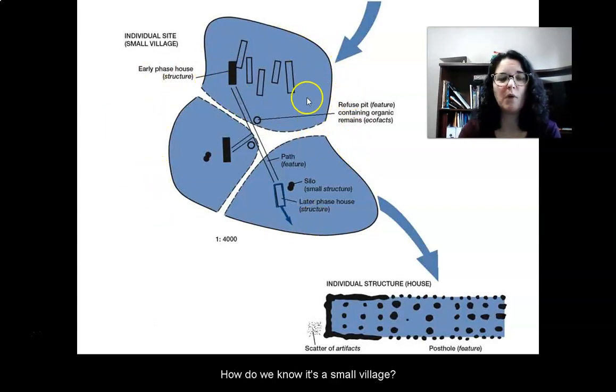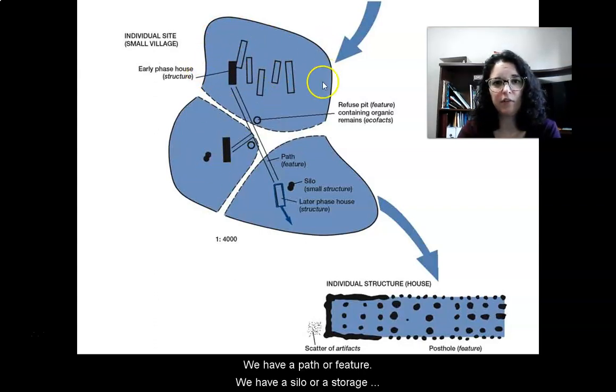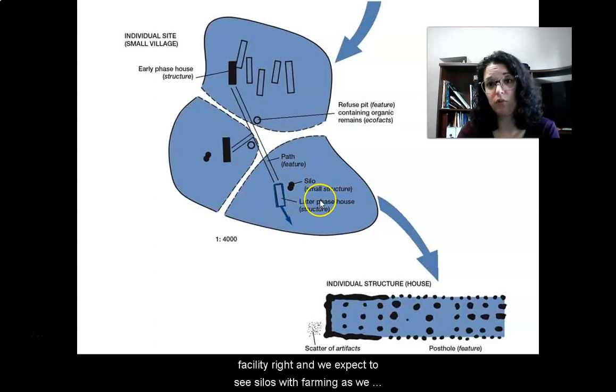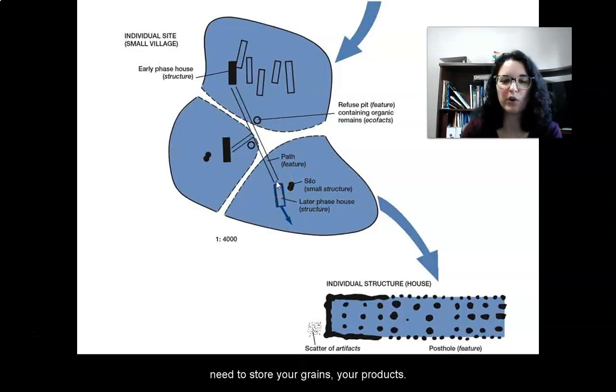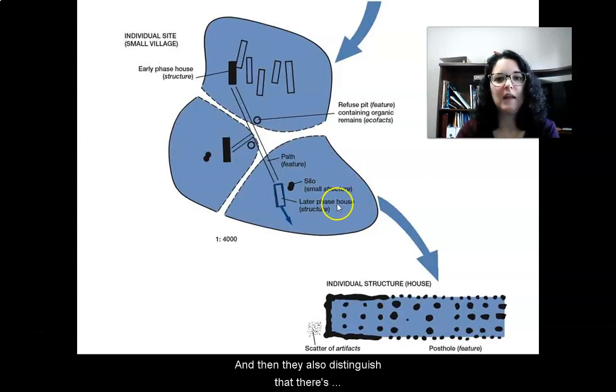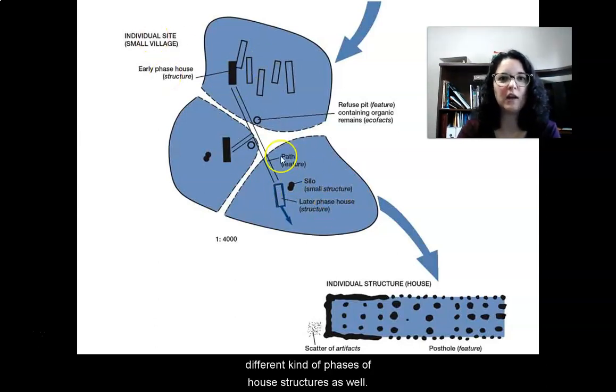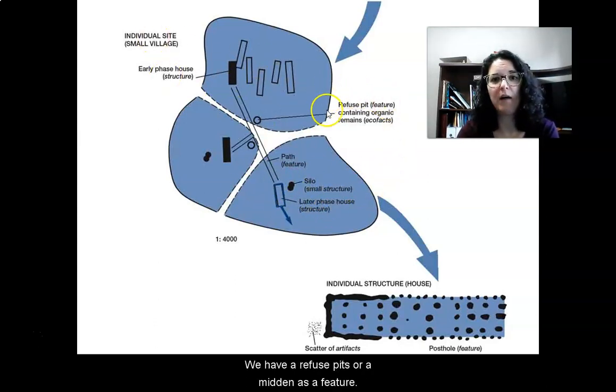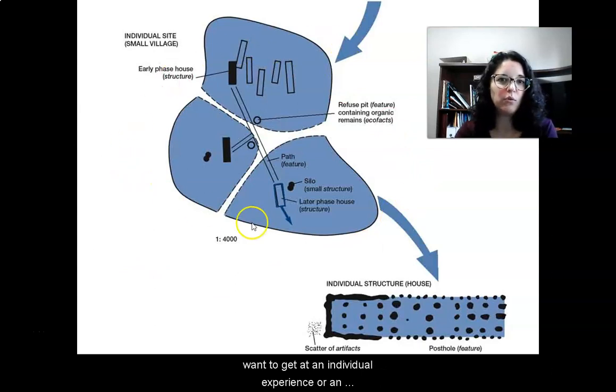How do we know it's a small village? Well, we have different houses, we have a path or a feature, we have a silo or a storage facility, right? And we expect to see silos with farming, so you need to store your grains and your products. And then they also distinguish that there are different phases of house structures as well. We have a refuse pit or a midden as a feature. And even this might be too large of a scale.